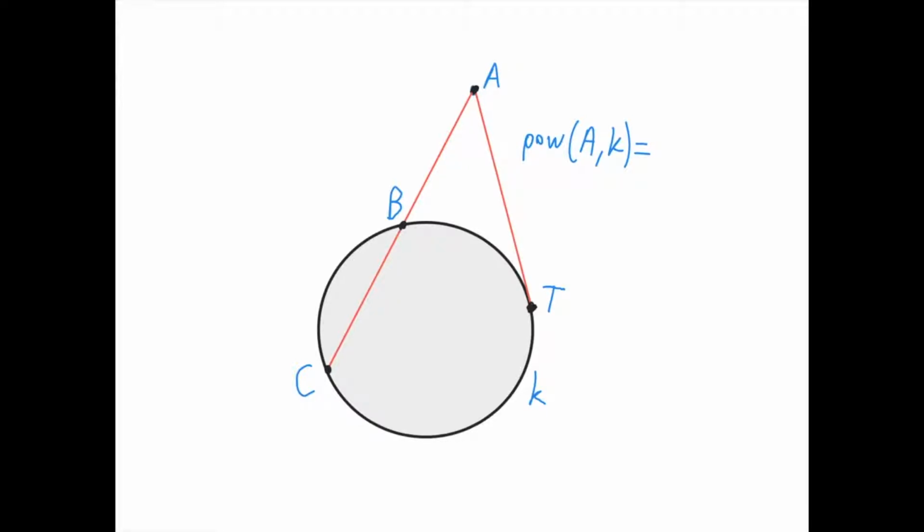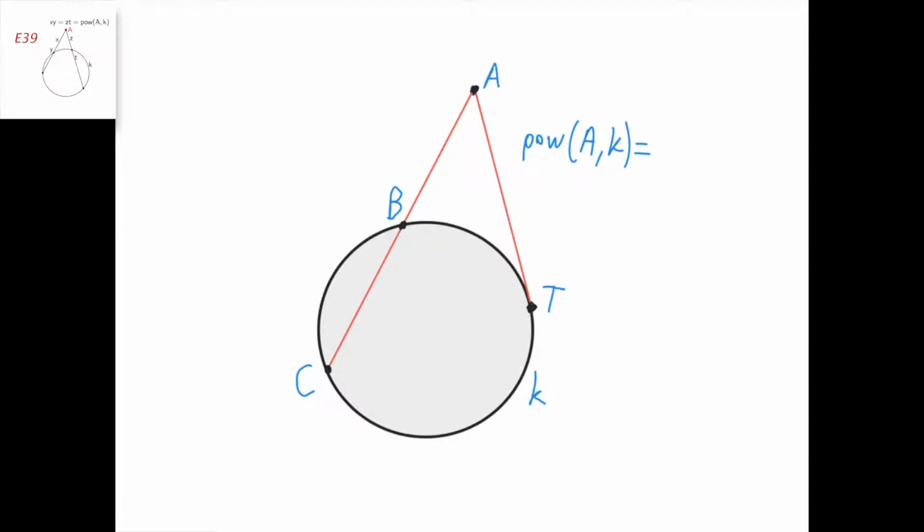Now we're going to look at yet another way to define the power of a point if the point is outside of the circle. Suppose this is point A and this is circle K, and I'm looking for a way to define the power of A with respect to the circle K. Well, one way is to draw a line through A that intersects K at points, say, B and C, and then to just write AB times AC.